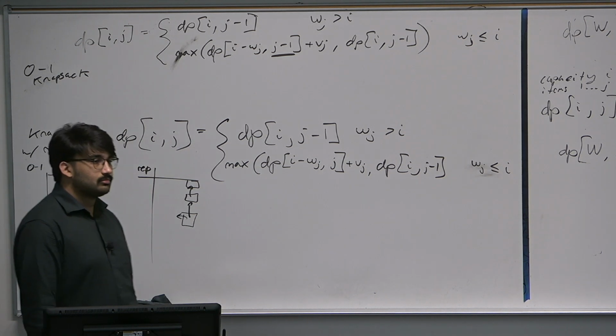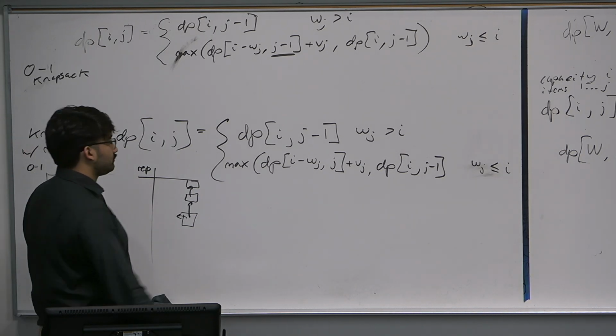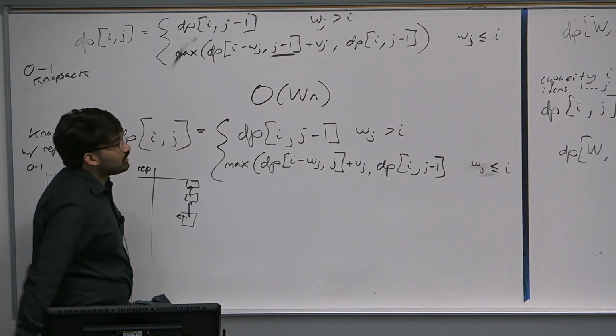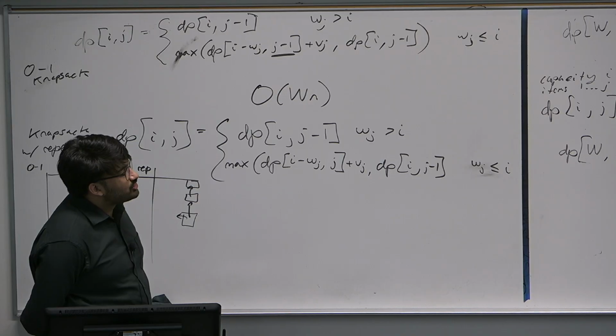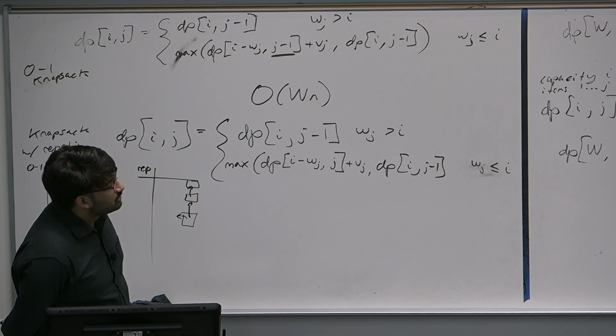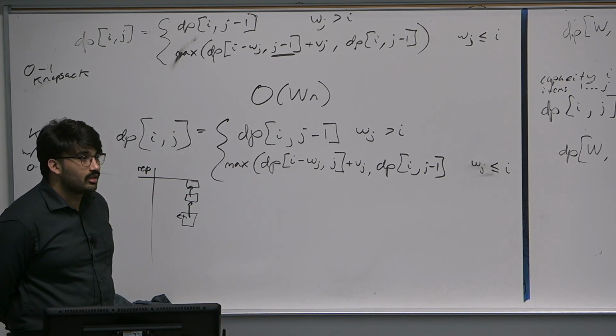What's the runtime? Yes? It's still wn. Yeah, nothing changed. Exactly the same, everything. I don't think the answers in the table would change significantly, but the code, nothing else in the code would change at all. Not even a little. Okay, that's knapsack with repetition. Any questions on that? Yes?